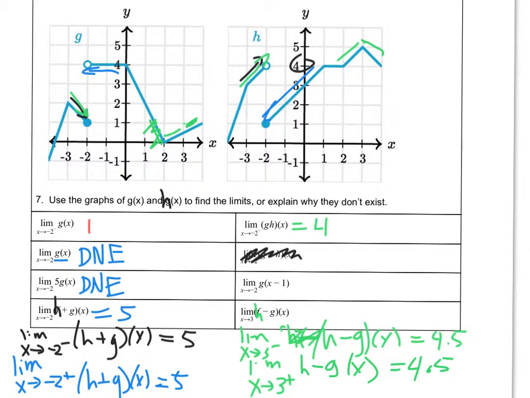And then we skipped one, so there's that, I guess. G of x minus 1, when you're trying to find the limit as x approaches negative 2, would be equivalent to saying the limit as x approaches negative 3 of g of x.